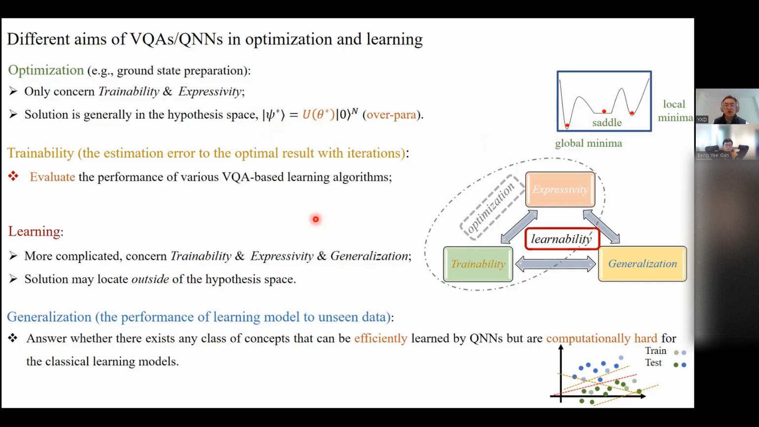But for learning problems, the task is more difficult because we need to consider three factors: expressivity, trainability, and generalization. Generalization means that we want to use a learning model to train a classifier, and this classifier should separate the test data, not only the training data. When we use quantum neural networks to solve a learning problem, an important issue is that the target solution may not be located in its hypothesis space, which means that although you can find a global minima, the global minima does not correspond to the target solution. So this is the key difference between the optimization and learning problems encountered in quantum neural networks.